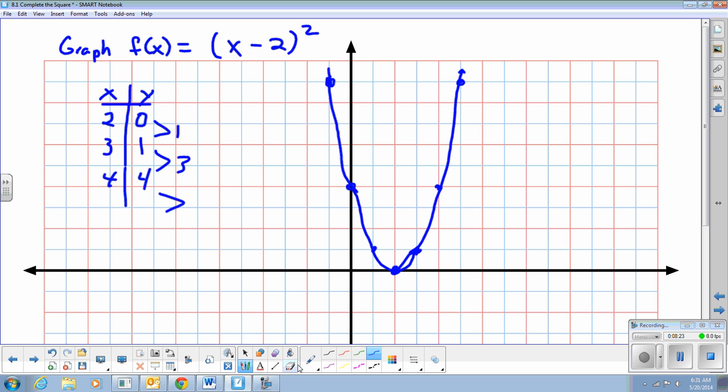I got to do some practicing with drawing parabolas on this thing. My goodness, those are really shaky.